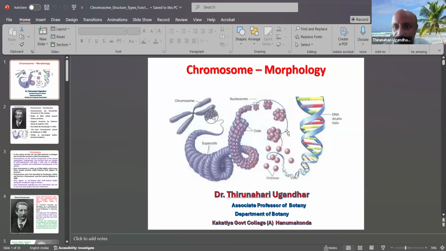Today our second session topic is chromosome morphology. So what is a chromosome? What is the structure of the morphology, what are the functions, and how are chromosomes made up? These are what we are discussing today.